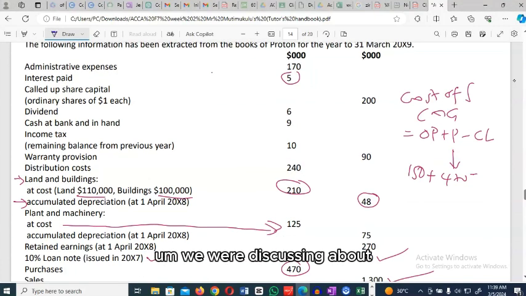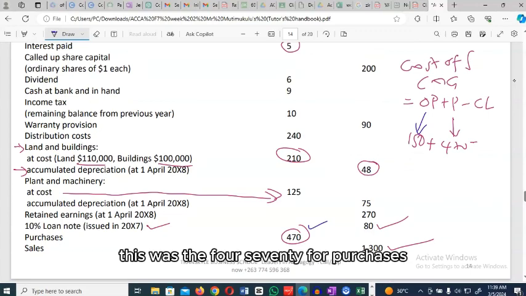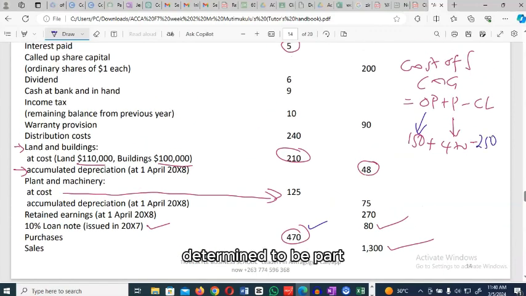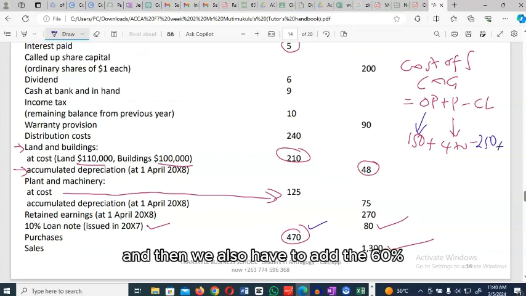Okay, going ahead, we were discussing the cost of sales and other issues, where we say that the cost of sales was determined by the formula opening stock plus purchases less closing stock plus any other adjustments, because in this question, we need to also factor in the adjustment for depreciation. Remember, 60% of the depreciation was said to be apportioned to the cost of sales. So here the opening stock was 150 and purchases were 470. As you can see from the figures in the question, purchases were 470 and opening stock was 150. But we also have to consider the closing stock of 250,000, which is a deduction. And then we also have to add the 60% of the depreciation.